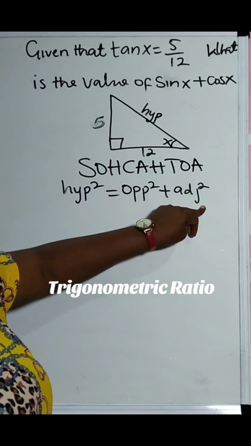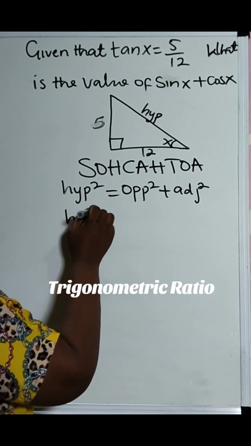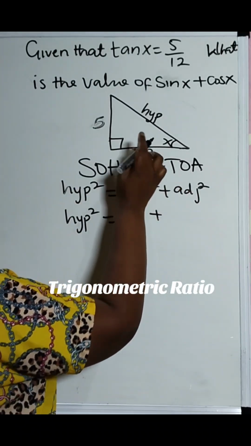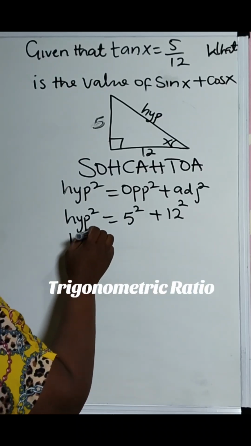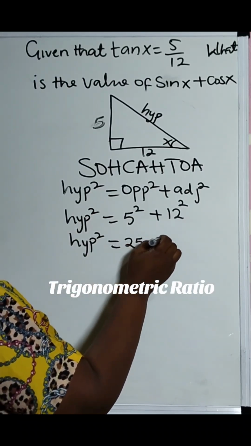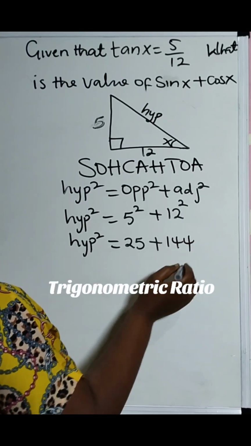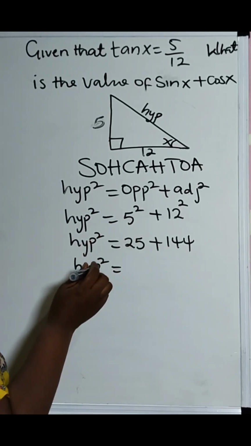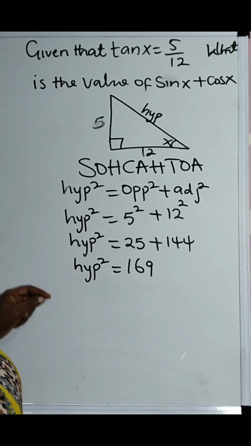Now, using this our Pythagoras rule, let's now find our hypotenuse. We have the hypotenuse square is equal to opposite square, which will be 5 square, plus adjacent square. Our adjacent is 12. We have 12 square. Now we have that hypotenuse square is equal to 5 square, which will give us 5 times 5, which is 25, plus 12 square, which will give us 12 times 12, which is 144. Now we have that hypotenuse square is equal to 25 plus 144, which will give us what? 169.